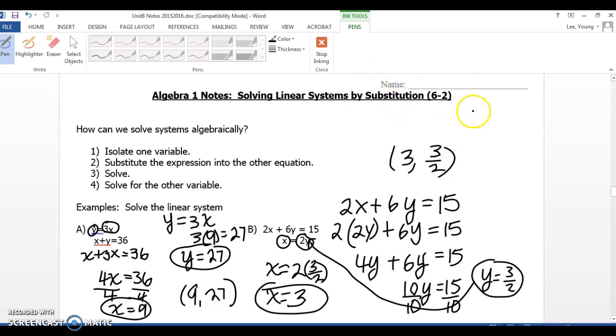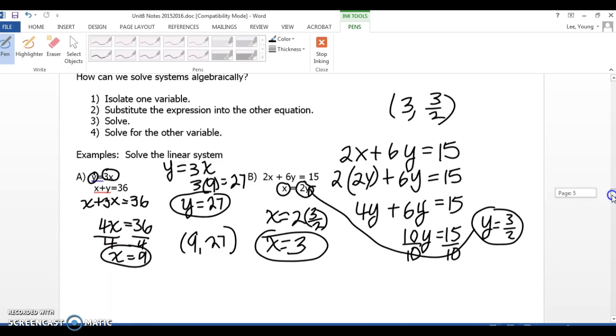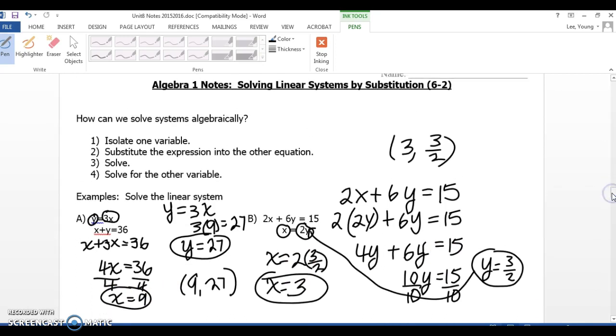So, we only use substitution if one of the variables is already isolated. Actually, we can isolate a variable in order to use substitution, but we don't really need to use substitution when one of the variables is not isolated. We're going to do more practice of that in class, but that's the essence of it. All you need for substitution is to have one of the variables already isolated, and then you just substitute that expression so that you only have an equation in terms of one variable.